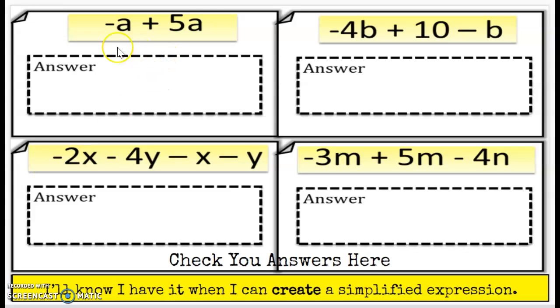All right, so on this one I have negative 1a plus 5a. So that's like subtracting 5a minus a. That's going to give me 4a.